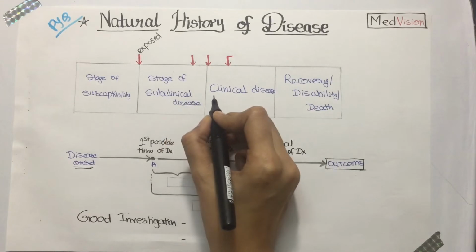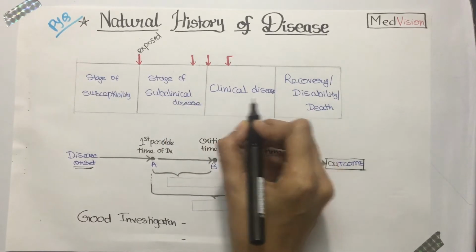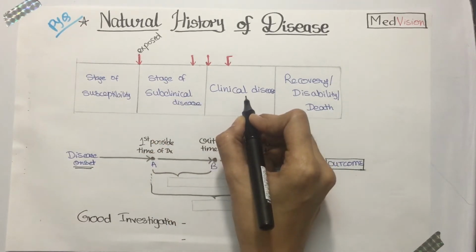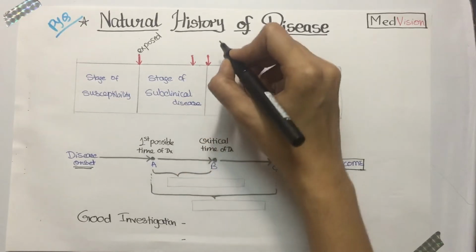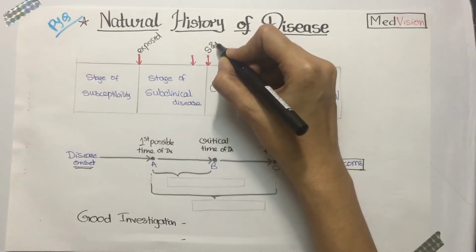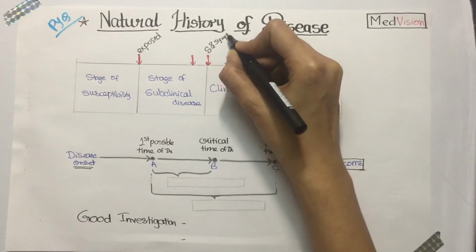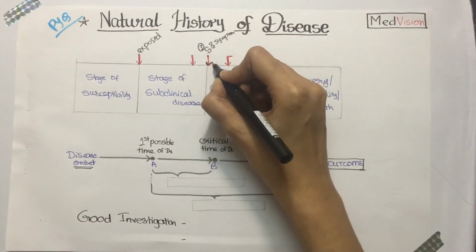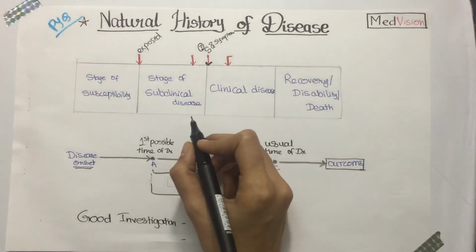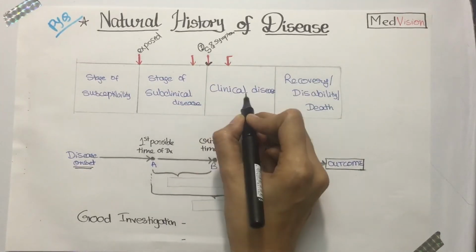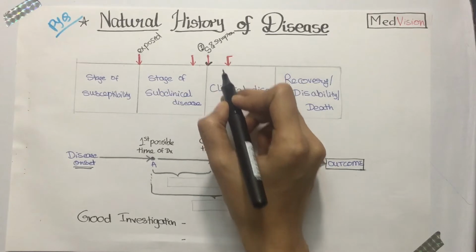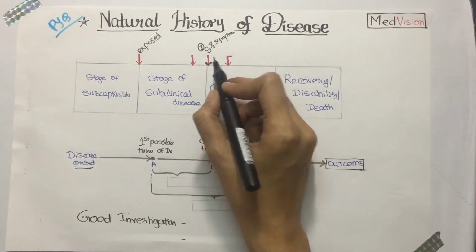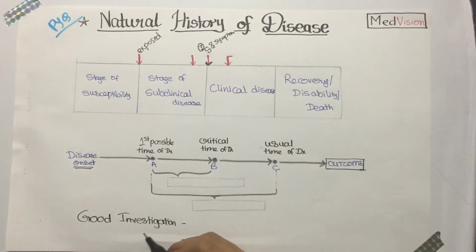Then subclinical disease proceeds to clinical disease. Subclinical disease versus clinical disease is differentiated by the onset of signs and symptoms. So if I remember correctly, this was the point which was asked, to identify what event occurs. In a clinical disease, a disease is said to be clinical when the signs and symptoms are present.